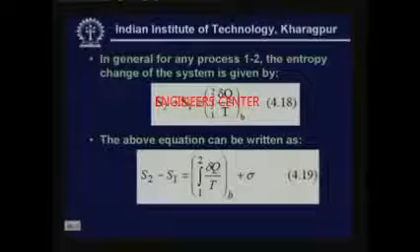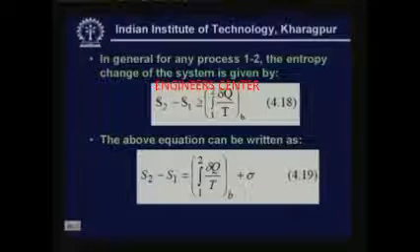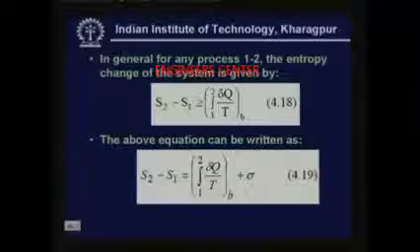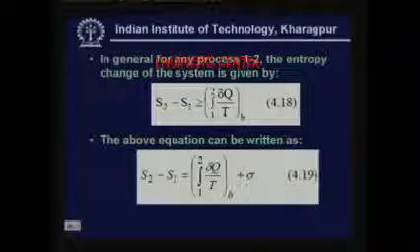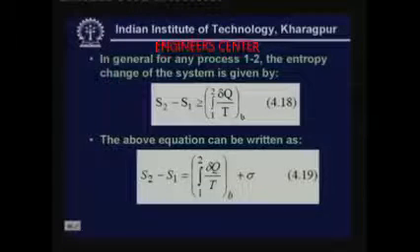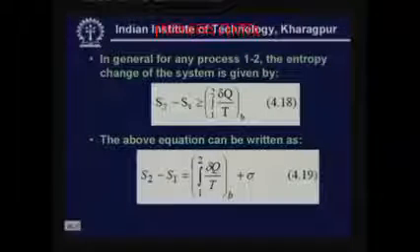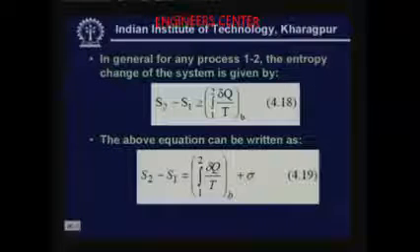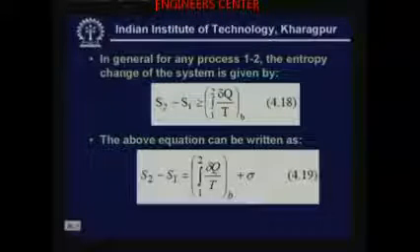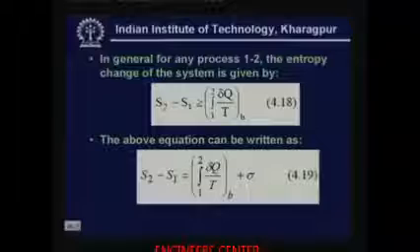And in general, for any process, that means for reversible as well as irreversible processes, you can write what is known as an entropy balance equation. For example, equation 4.18, where the entropy change S2 minus S1 will always be greater than or equal to the integral of dou q by T evaluated at the boundary. And again, this greater than sign holds good for an irreversible process, and the equal to sign holds good for a reversible process. So, this is again the follow up of whatever we have concluded in the earlier slide. That means, for a reversible process, S2 minus S1 is the integral of dou q by T, whereas for an irreversible process, entropy change will always be greater than the integral of dou q by T for the process 1 to 2.